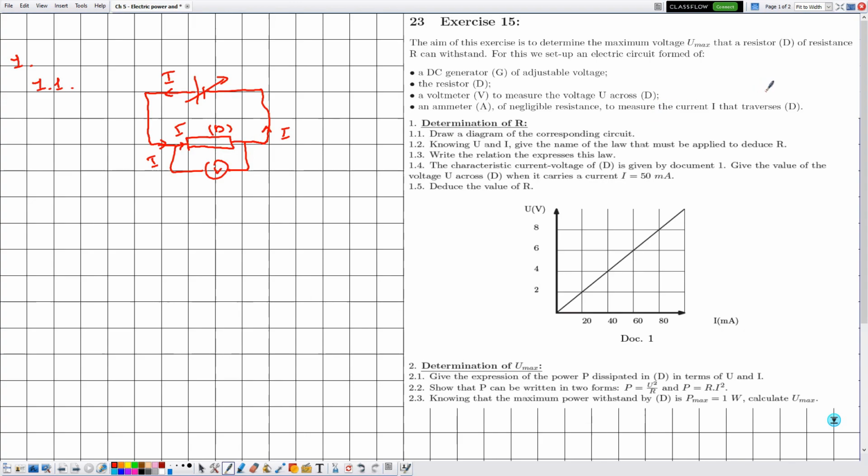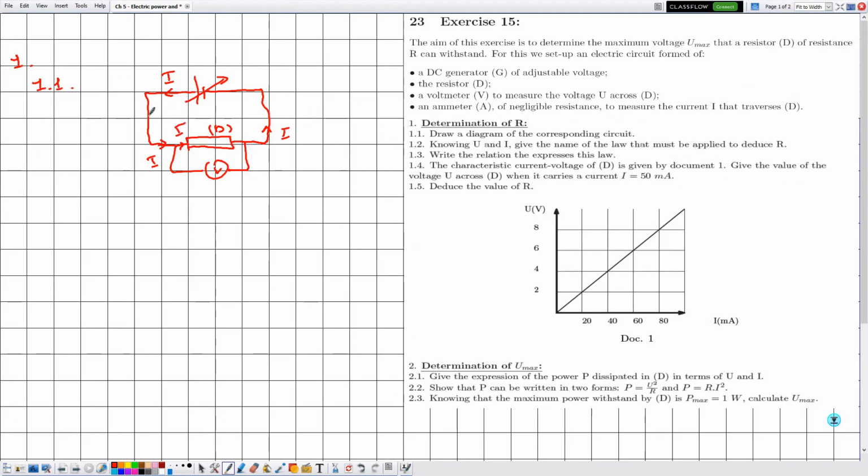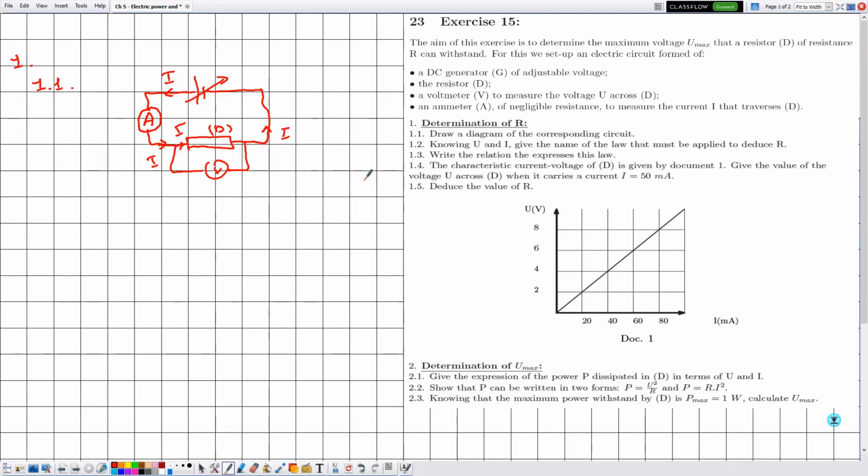So this circuit will be traversed by a current I. Moreover, they are telling me the ammeter of negligible resistance measures the current I that traverses D. So let's connect the ammeter in series. Okay, so the ammeter in this case is measuring the current I. The ammeter can be placed here, here, here, or even here. So it's not convenient to place the ammeter here because we want the voltmeter to measure the voltage of the electric component D, although the ammeter is of negligible resistance, which means its voltage is 0.